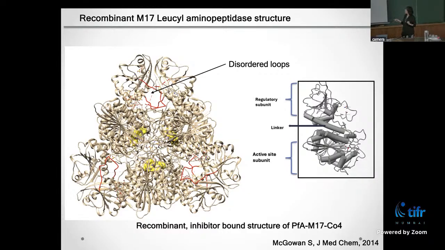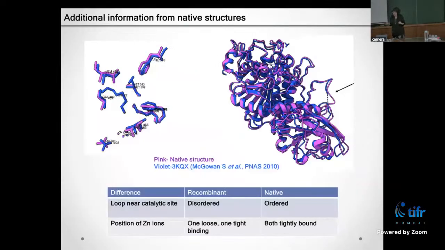So here, what we found in our native structure from the malarial parasite, while the active site stays more or less the same in the native structure versus the recombinant structure, what we do have is the density for the whole loop. So the loop is some 246 to 260 amino acids, and we have side chain densities and main chain densities for the whole loop.